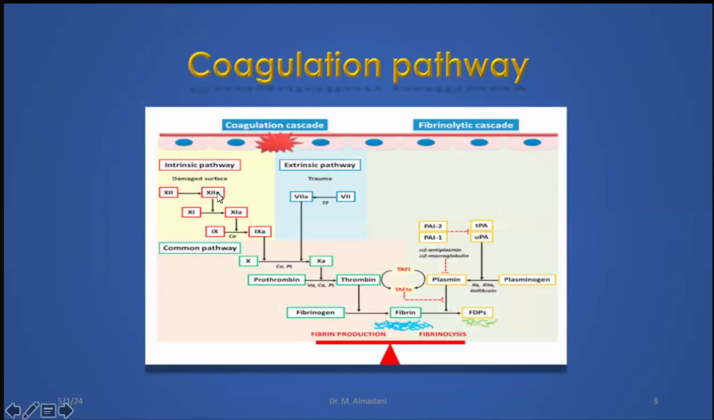So after the coagulation cascade has initiated, we must have a balance between fibrin production and fibrinolysis, which is the final stage of the coagulation pathway. What about if a patient gets a lot of fibrin production? What will happen?